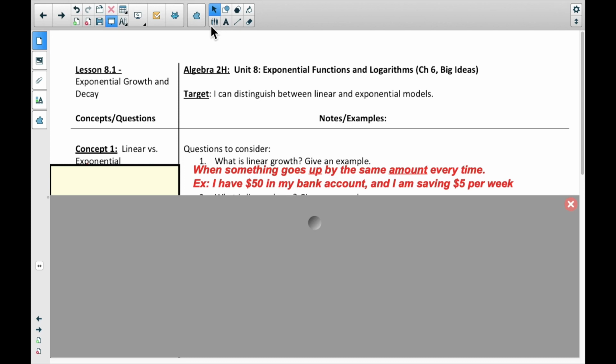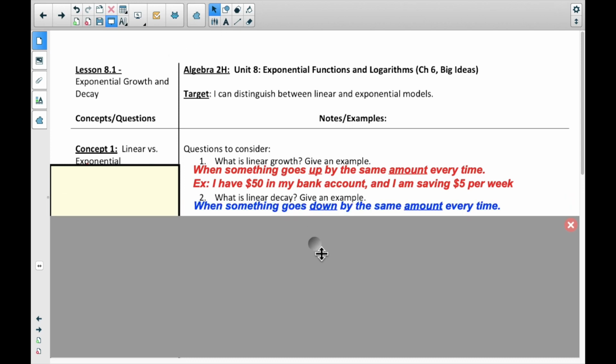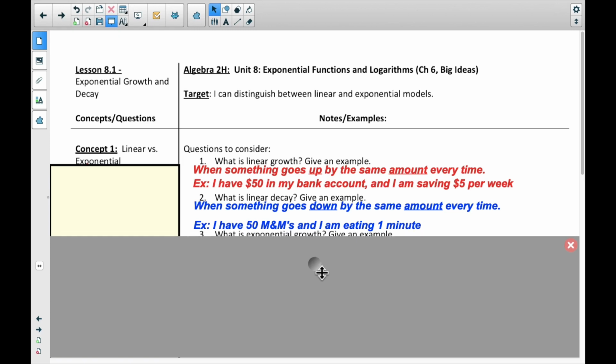That is linear growth. Now, when we talk about linear decay, it's very similar. It's just that something's going down by the same amount every time. Okay, an example, I have 50 M&Ms in front of me and I'm eating one every minute. That would take a lot of self-control to only eat one M&M per minute, but that's what I'm talking about here. So you have 50, it goes down to 49, it goes down to 48, it goes down to 47, etc., and you're just eating one per minute.